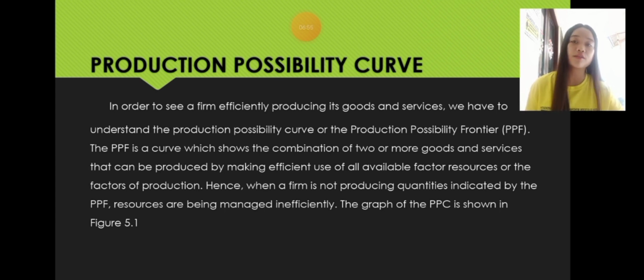The production possibility frontier, PPF, is a curve which shows the combination of two or more goods and services that can be produced by making efficient use of all available factor resources or factors of production. Hence, when a firm is producing quantities indicated by the PPF, resources are being managed efficiently. The graph of the PPC is shown in figure 5.1.